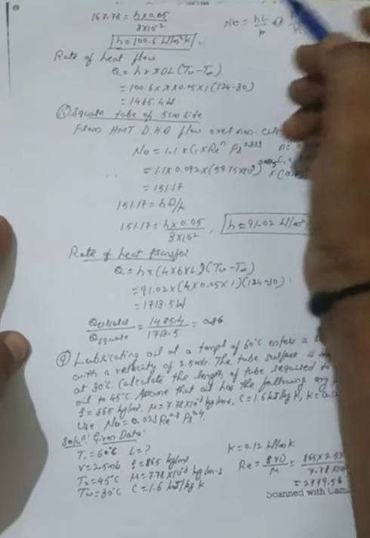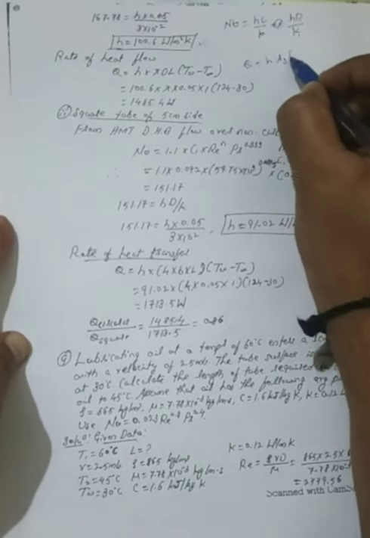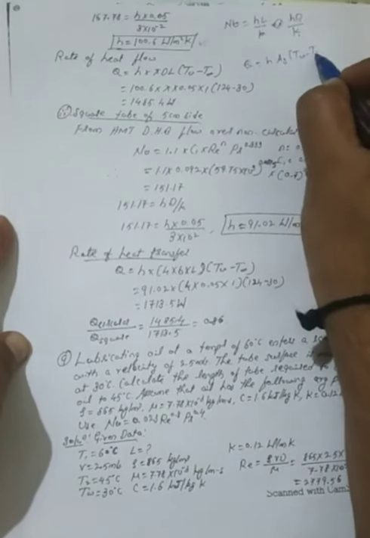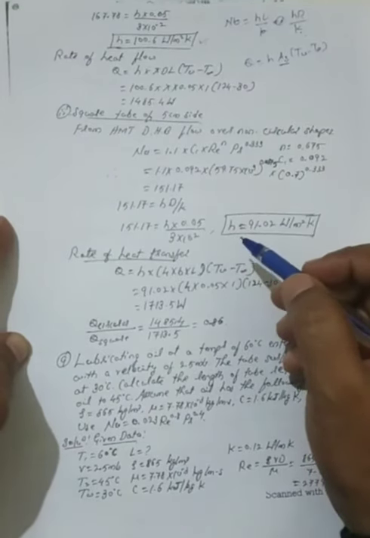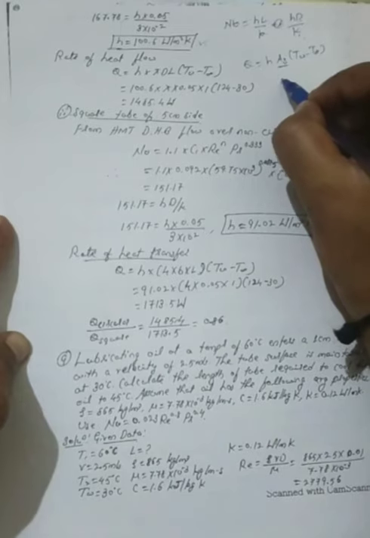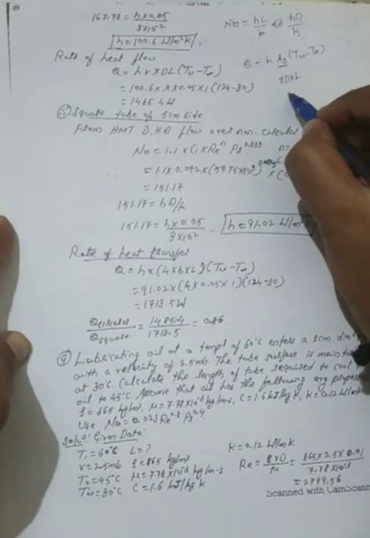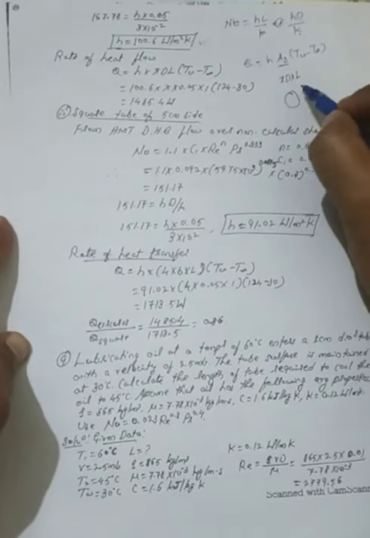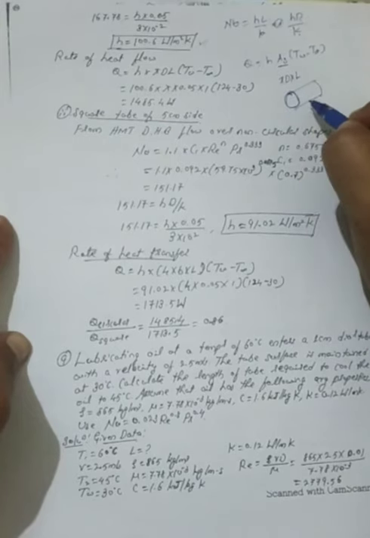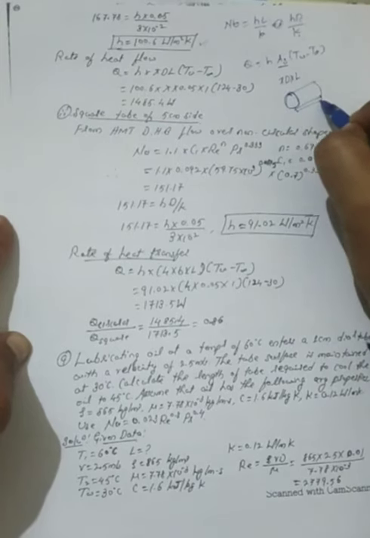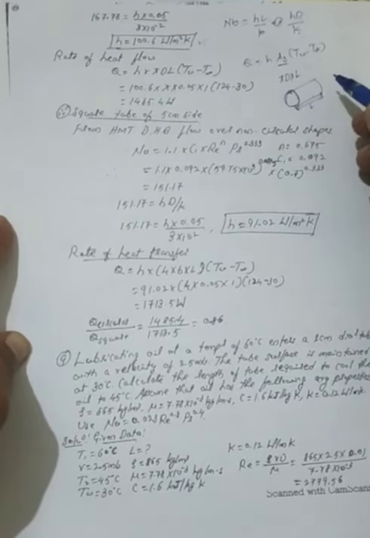Once you have the H value, guys, we already know that Q is equal to H AS into TW minus T infinity. Here the area is not B into L in this case. Now, since it is circular, it is pi into d, nothing but circumference, into L. So how does it take place, guys? If you consider this as a circular tube, the pi into d indicates the circumference of a circle and L indicates its total length, which gives the area of the cylinder, nothing but a circular tube.